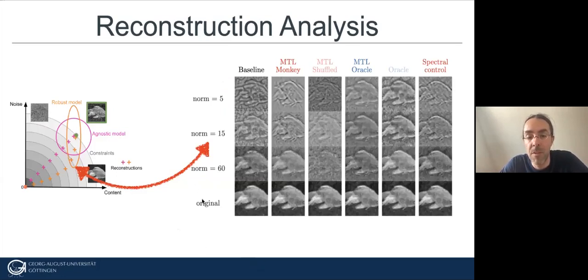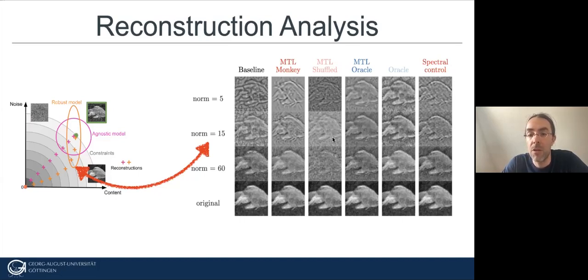So these are different: each row is a different norm constraint, and each column is a different model. Just take a look at this norm 15 constraint here, which refers to maybe this area here, where we should see a difference. You can see that when we reconstruct an image from the baseline network, it reconstructs almost everything. So it's a noisy image. It does reconstruct some of the fish, but it also reconstructs a lot of stuff in the background here.